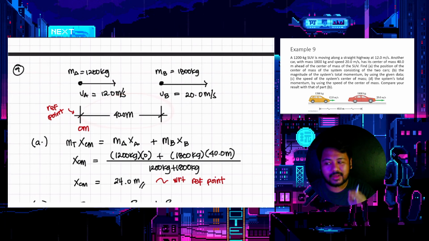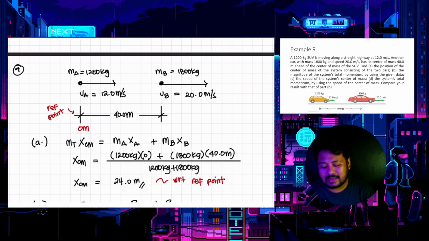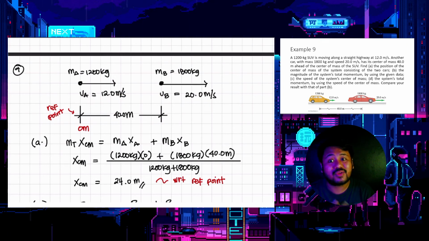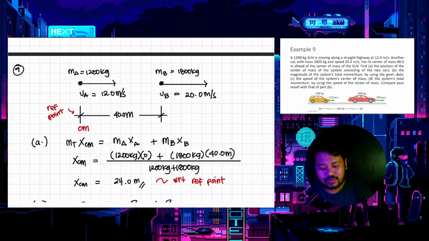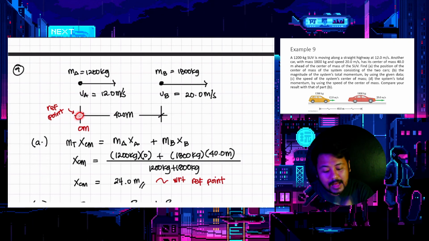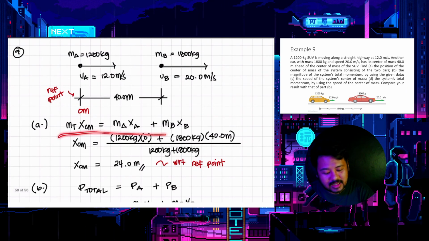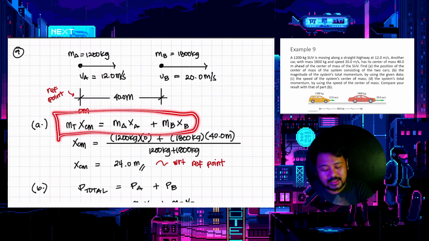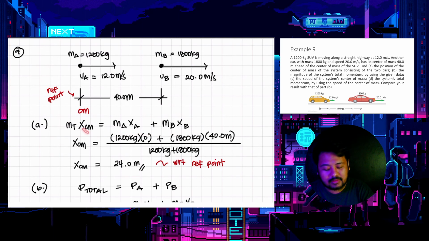For letter A, I want to get the position of the center of mass of the system. It's not as easy as dividing 40 meters. So I will use this right here as my reference point, meaning I will be getting the center of mass with respect to here. With that, I will be using the center of mass equation.